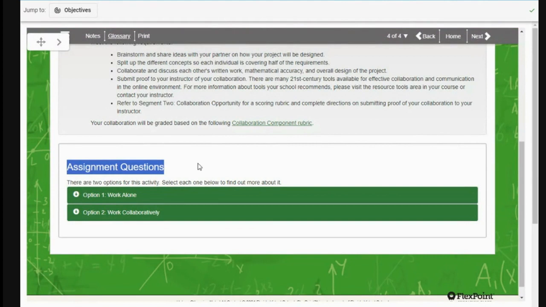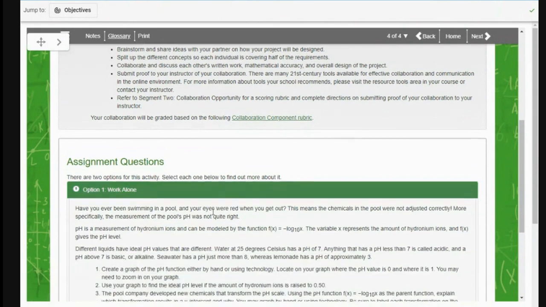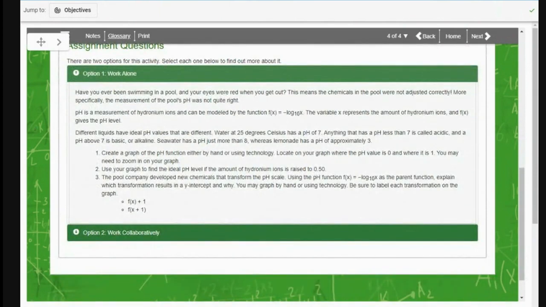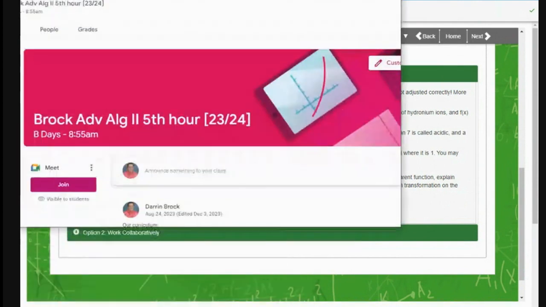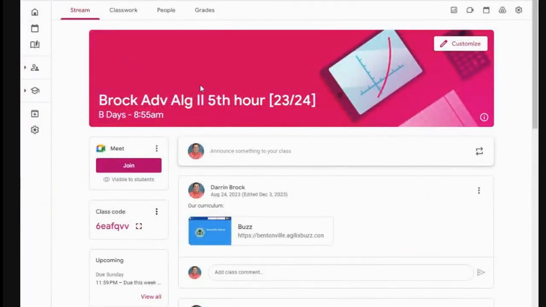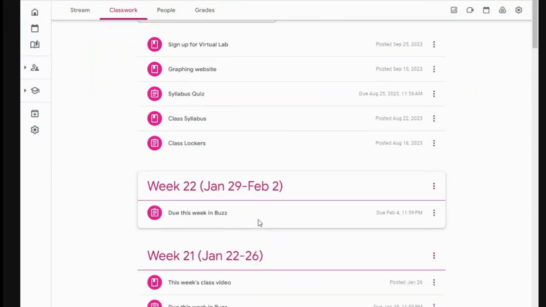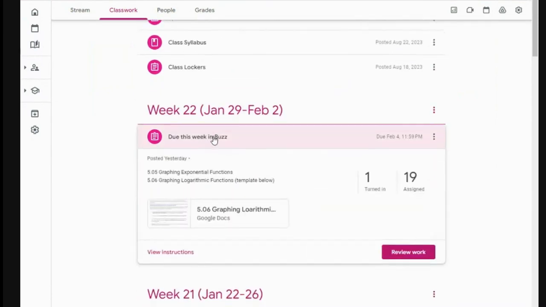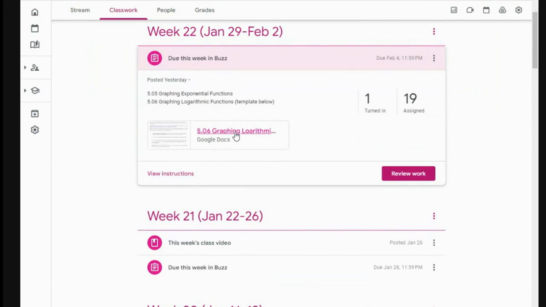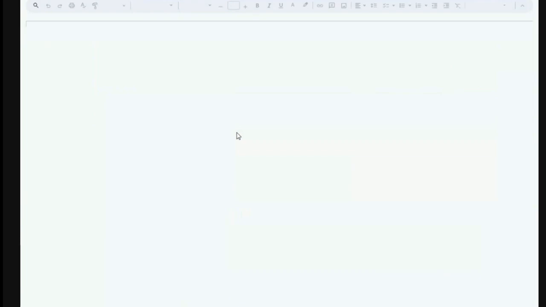Scroll down. 2 options, work alone or work collaboratively. I could pair you up in groups if you want me to, put you in partners, but most people prefer not to. We're going to do work alone. All right, here's the assignment. Now let me show you, if you go to Google Classroom, this will be the easiest thing to do. Go to Google Classroom, go to the classwork tab, go to week 22, do this weekend buzz, click on that. And here's a template for you to use for this assignment. Click on this. Here is your assignment.